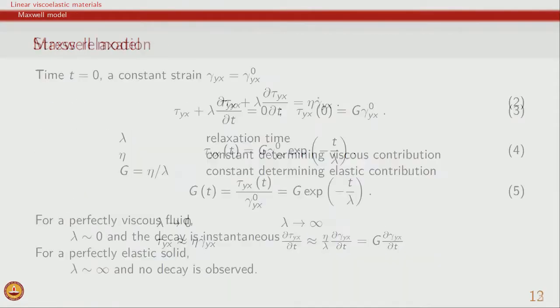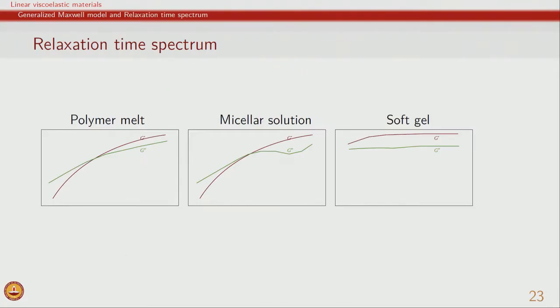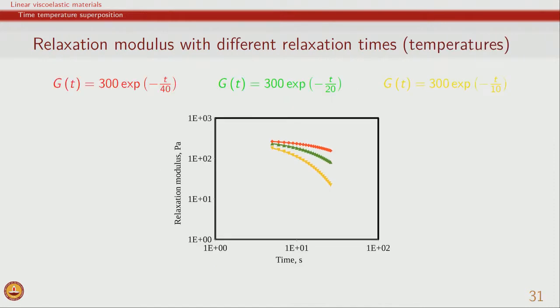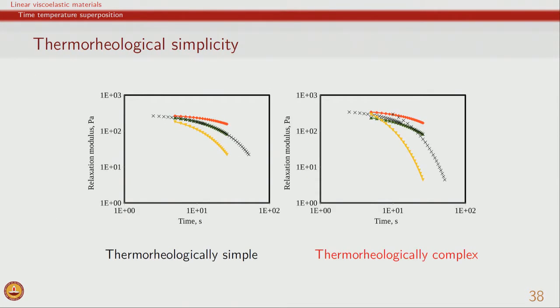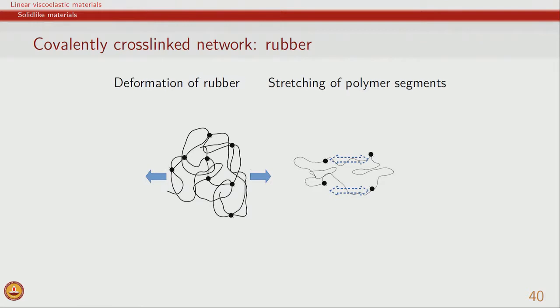We should remember that whenever we are looking at material response, we first look at it qualitatively, then we quantitatively define a material function, and parallelly we also look at a simplistic constitutive model, so that we can understand the response much better. So now let us look at the overall response of a solid material, and the example solid material that we will have is a covalently cross-linked network.